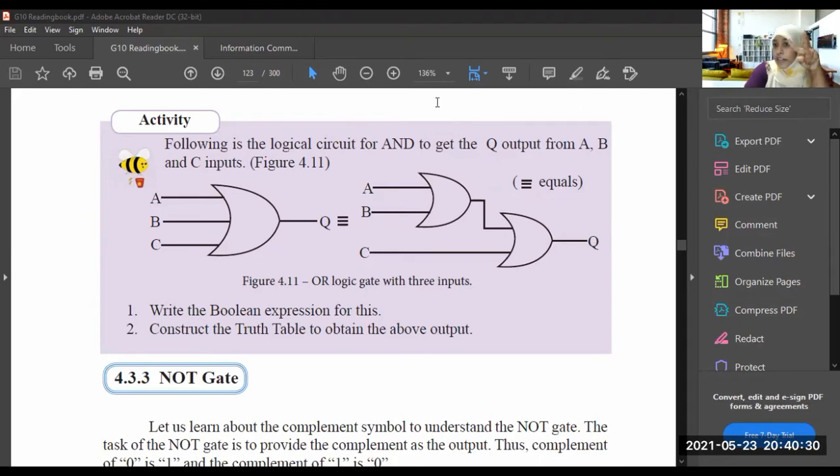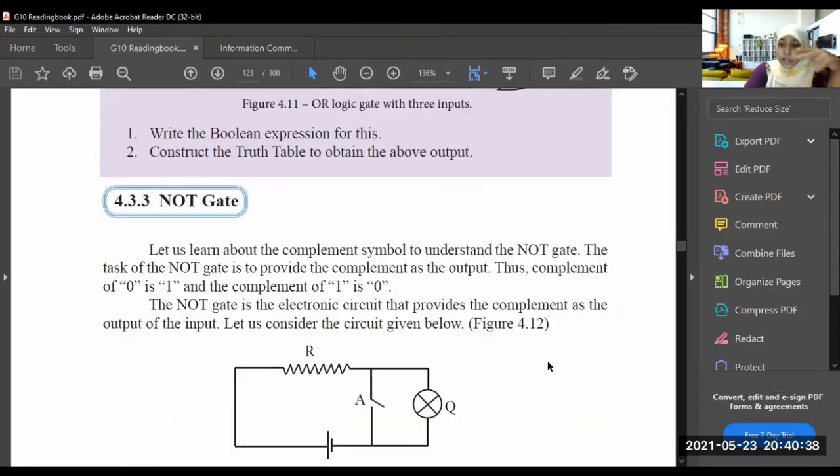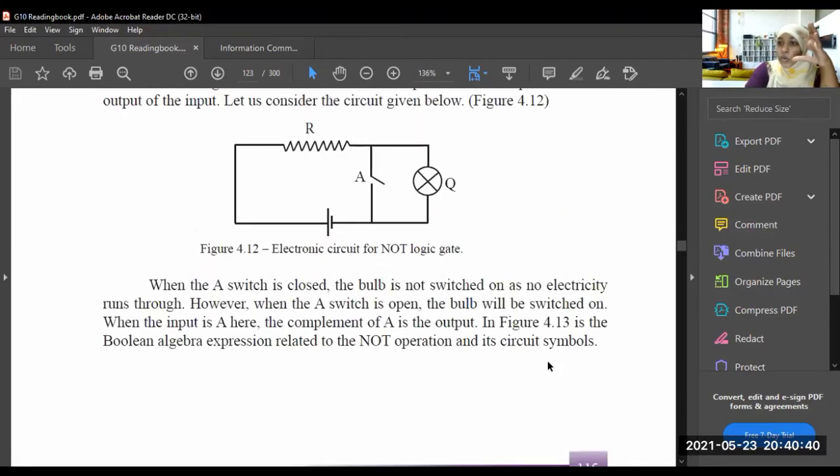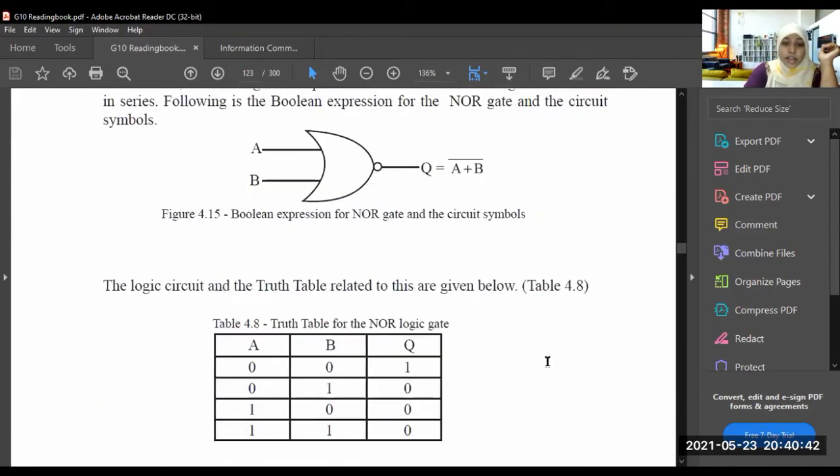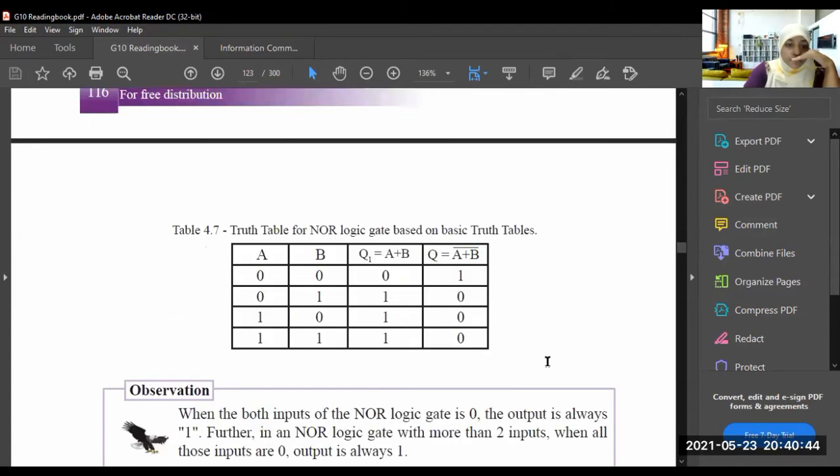Okay, let's go with the 2 combinational gates also, and we will finish it. Then next week we can learn how to draw a truth table, right? Okay.